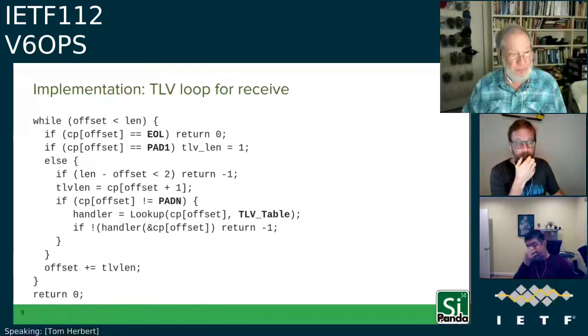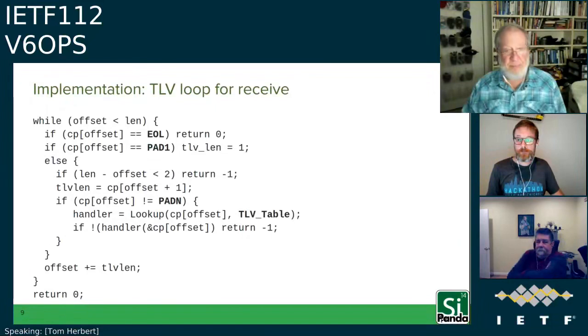Look at the TLV length, which as I mentioned is the 2nd byte. With the TLV length, we now know what the type and the length are. If it's pad N, meaning it's multi-byte padding, we'll handle that separately. But if it's not pad N, then usually we'll do some sort of lookup or a switch on the type, and that will return some sort of handler. We call into the handler, and if the handler is okay, we proceed. At the end of the loop, we adjust the offset by the TLV length. So all TLV loops pretty much are going to look like that.